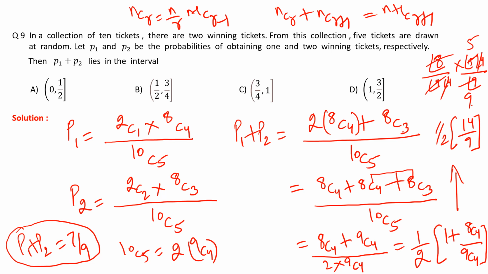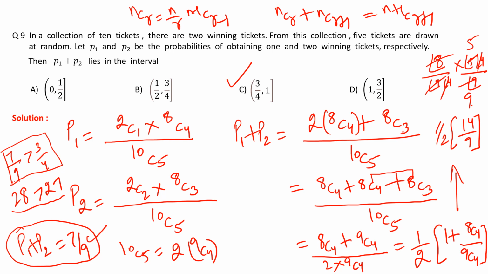But if you do not want to do it that way, you can compare 7 by 9 with 3 by 4. I am assuming 7 by 9 greater than 3 by 4. So when I cross multiply, I will be getting 28 greater than 27, which is true. That means our assumption is correct. 7 upon 9 is greater than 3 by 4. So that means this value 7 upon 9 clearly lies in which interval? It lies in 3 by 4 to 1, because obviously 7 upon 9 is smaller than 1. So that means option C is the correct one.